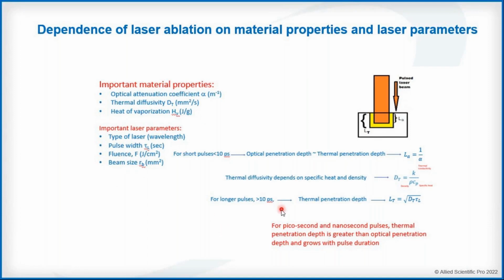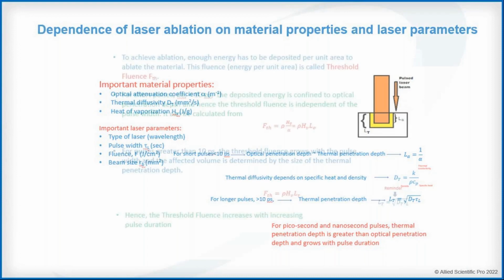So in case of the thermal penetration depth, the penetration depth depends on the product of diffusivity and the pulse duration, square root of that, of course. So there's a square root of pulse duration dependence, which means that the longer the pulse duration, the bigger the thermal penetration depth. And therefore you need, basically, more energy to remove the material.